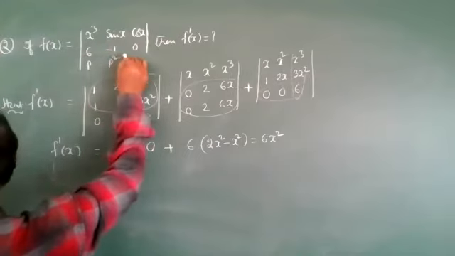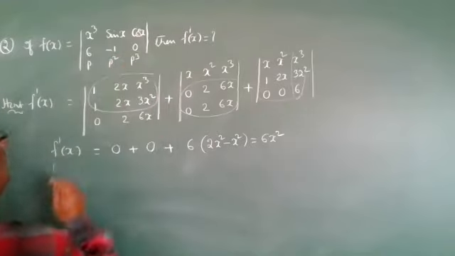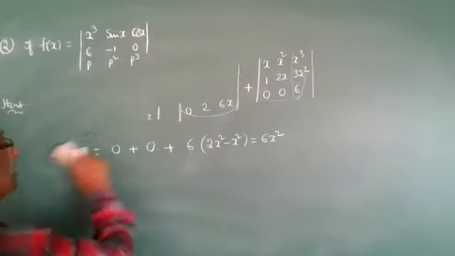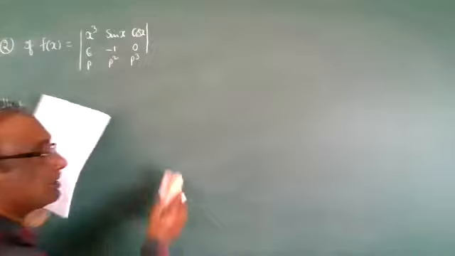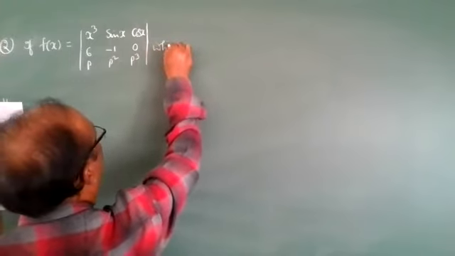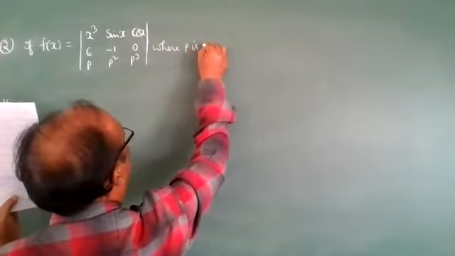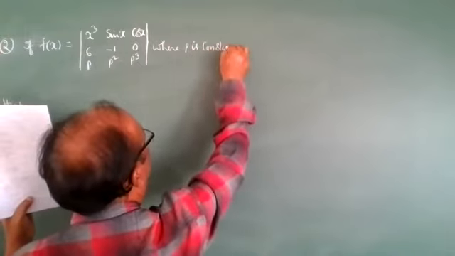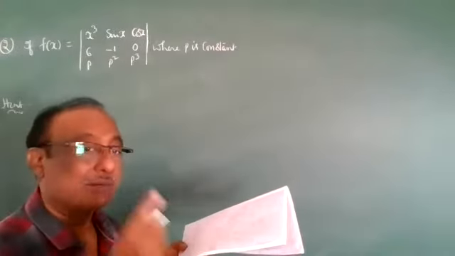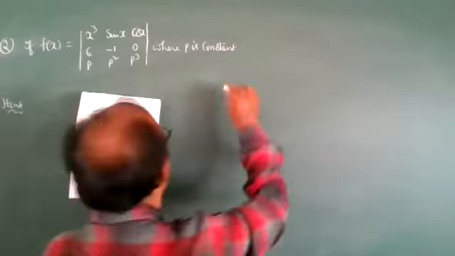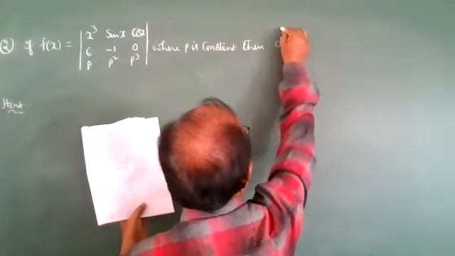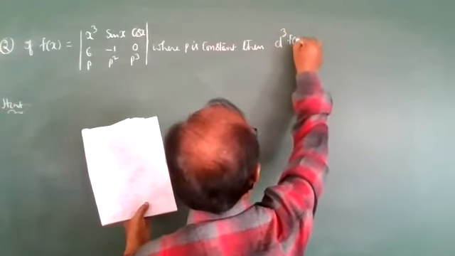P square, P cube, where P is a constant. If a variable is given, it is compulsory that they mention it is a constant. If they do not mention it, you take it as a constant. Where P is a constant, then we take the derivative three times of f of x with respect to x.